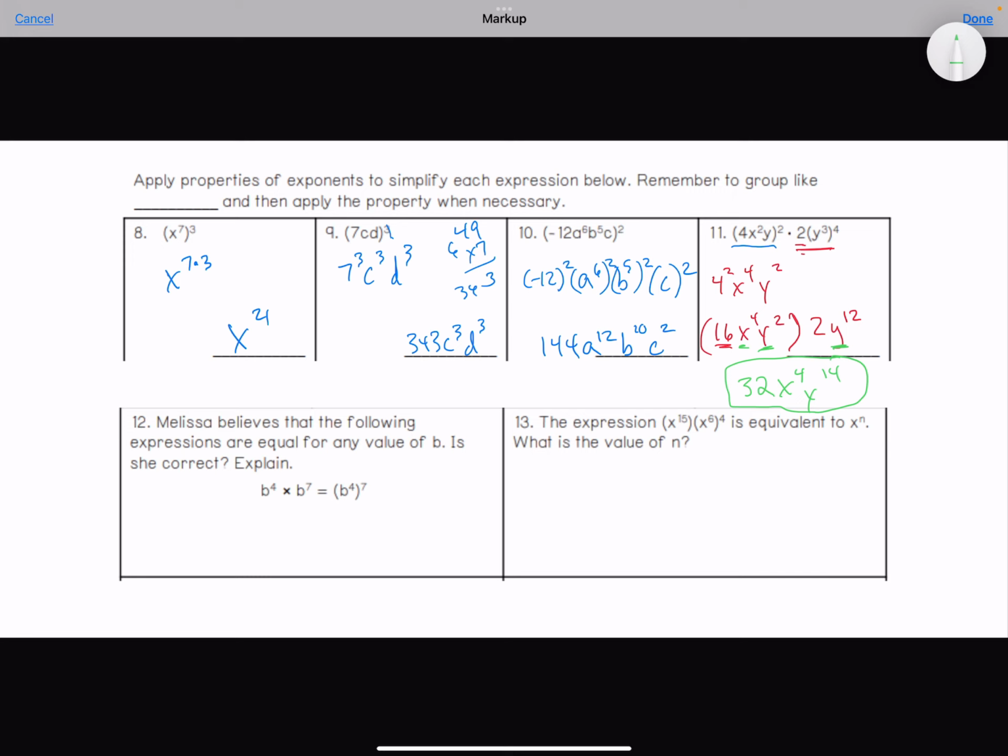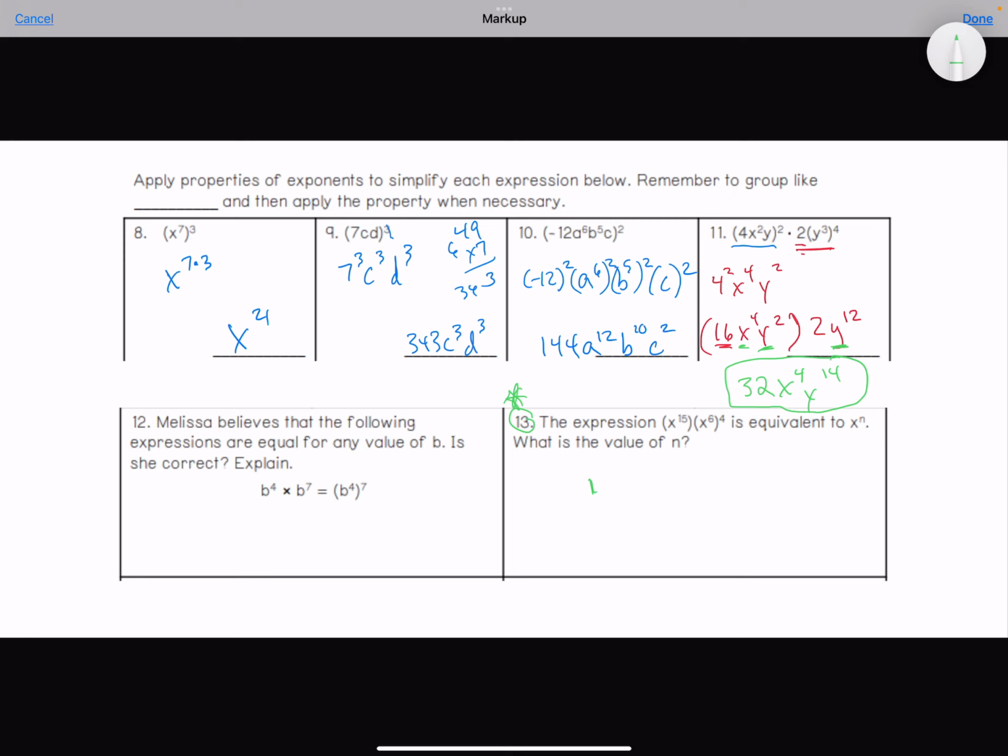Okay, and I'll let you figure that out. And then here, this right here, I need you to kind of focus on, because this is a common way it's tested. The expression x to the 15th times x to the 6th to the 4th is equivalent to x to the n power. Find the value of n.